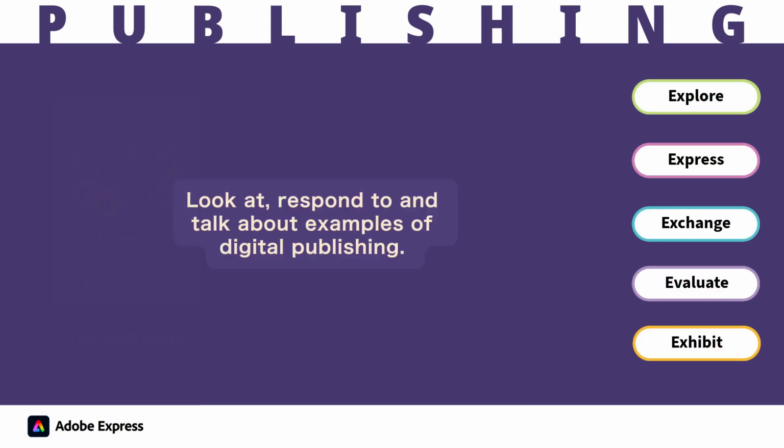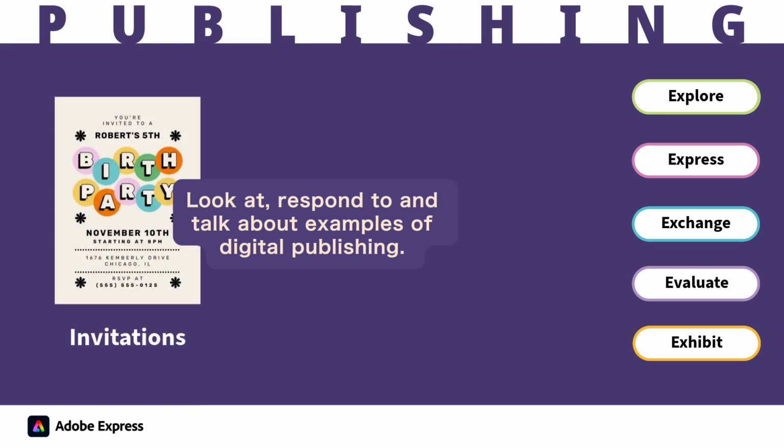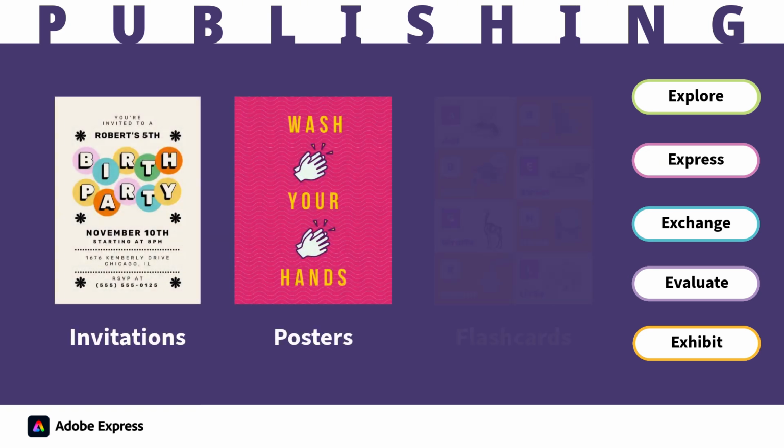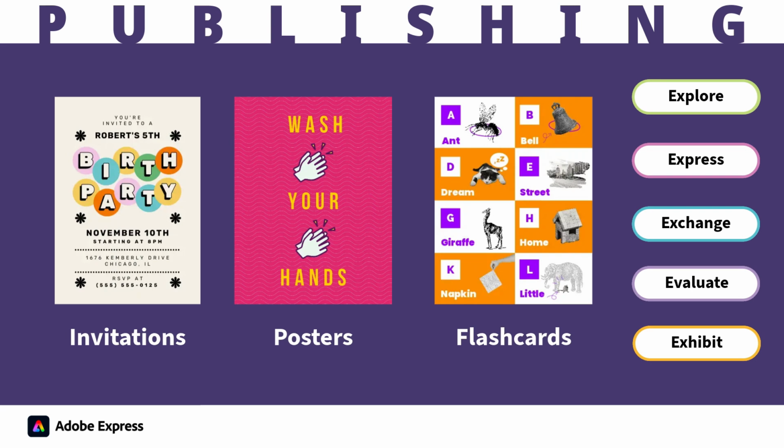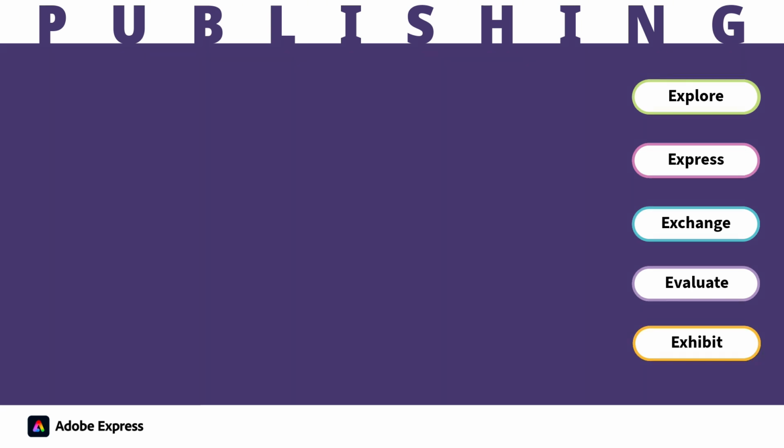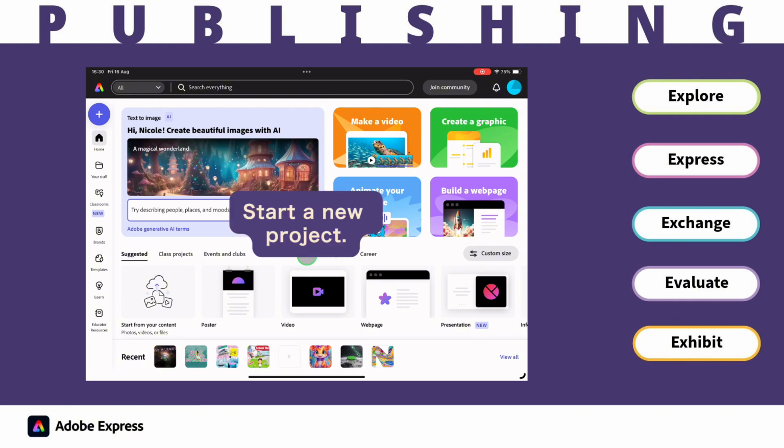Before we get creative today, make sure that you take some time to look at some examples of digital publications. Those could be invitations, posters, flashcards, flyers, you name it, check a few out beforehand. When you're ready, log in to Adobe Express using your free c2ken.net account.